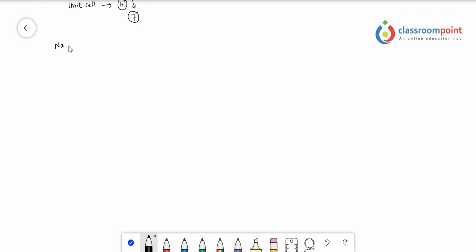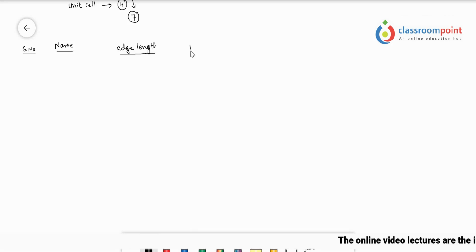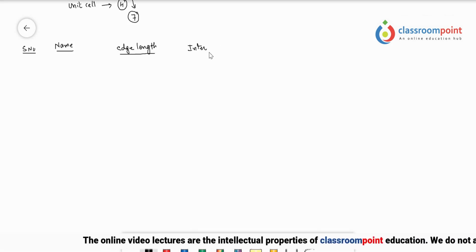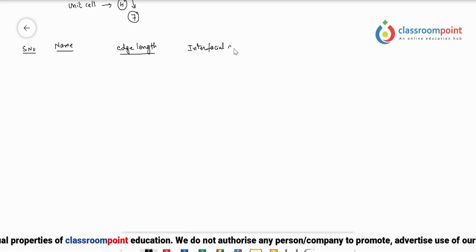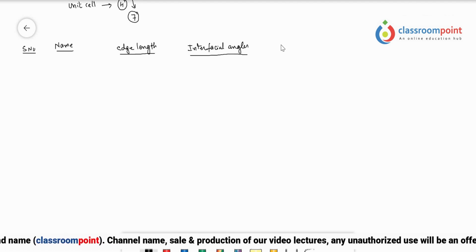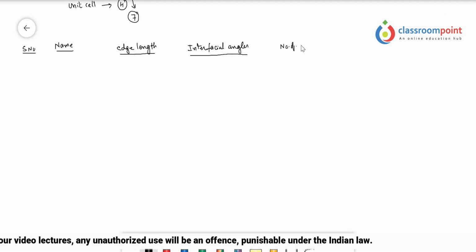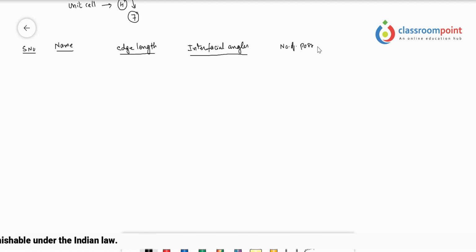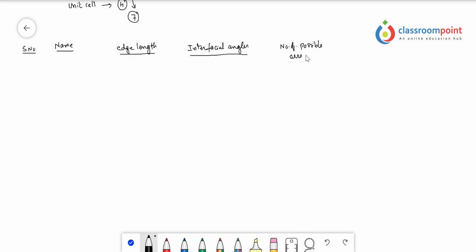So name of the crystal system. Here we should take the serial number. And here edge length. And here we shall take the interfacial angles. And here we shall take the number of Bravais lattices and number of possible arrangements, or we can take it as unit cells also.